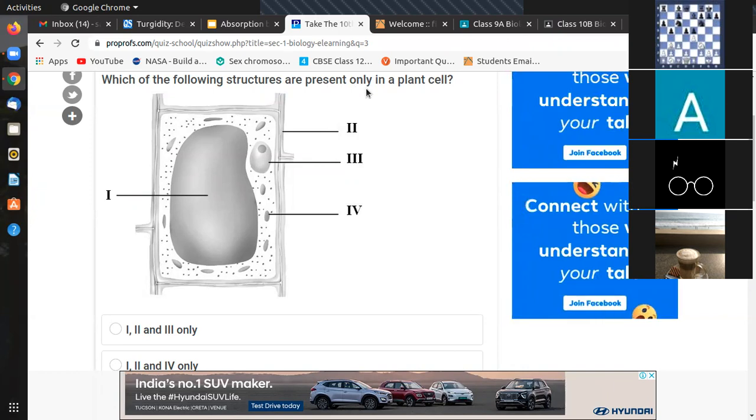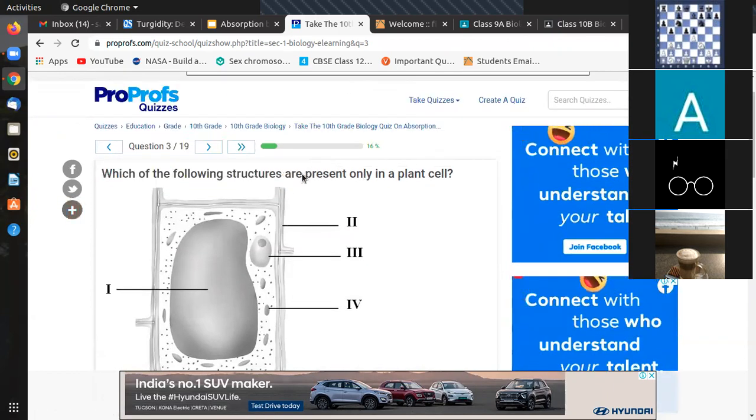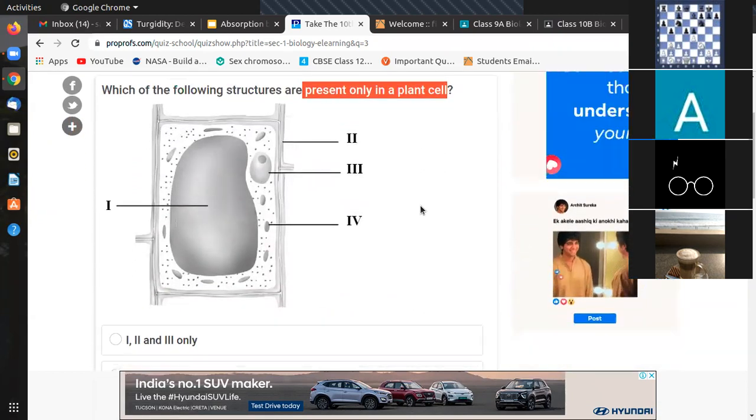See the uniqueness. What's the unique feature of a plant cell? That's what they're asking, present only in plant. Large vacuole.